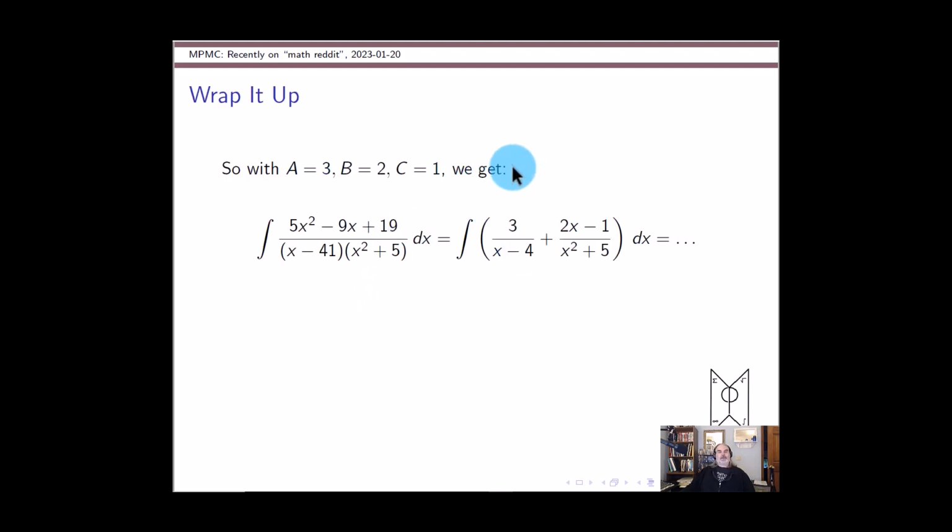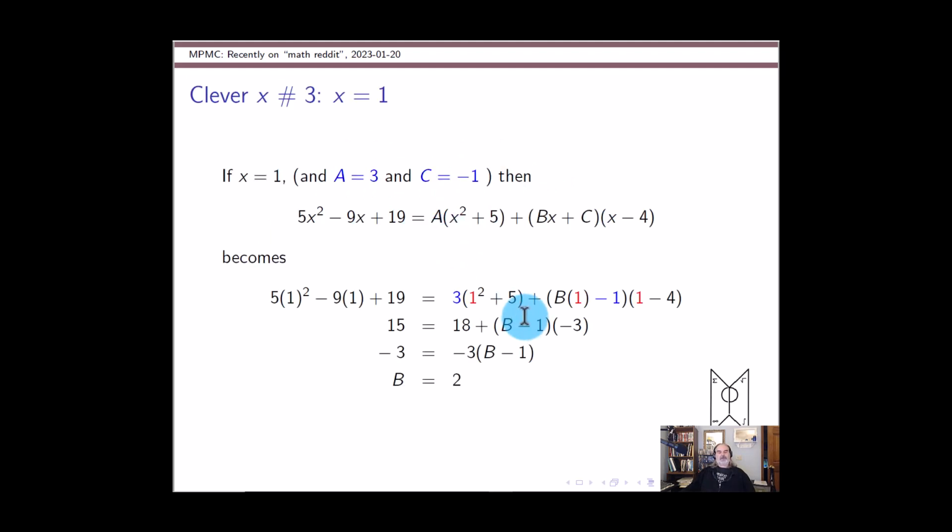Okay, so there we go. A is 3, b is 2, c is -1. So if you were doing the partial fraction decomposition, that's it. You just plunk those numbers back into the original template.